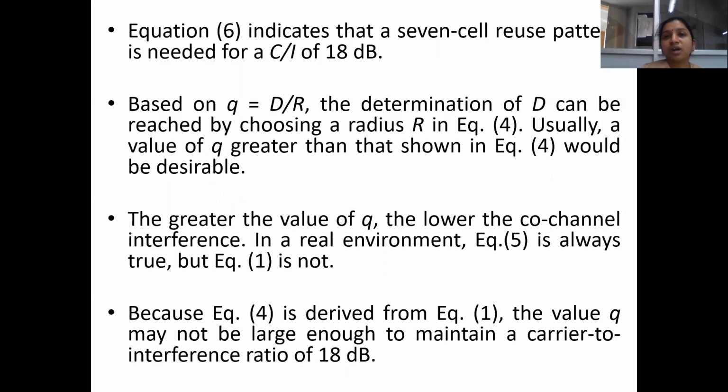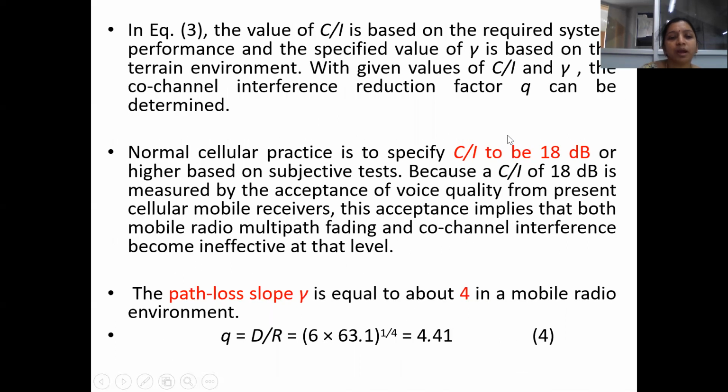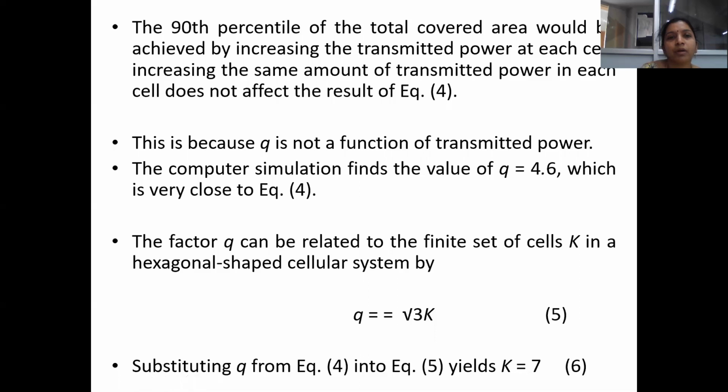The 7 frequencies we are reusing a number of times. It is needed for a C by I of 18 dB. If we are considering exactly C by I equal to 18 dB, it is satisfied for the 7 cell reuse pattern. That is the meaning. So based on Q is equal to D by R, the determination of D can be reached by choosing a radius R in equation 4. What is equation 4? That is Q is equal to D by R.